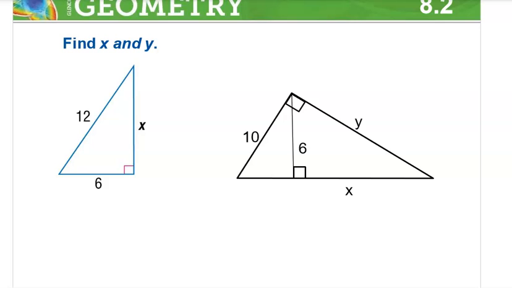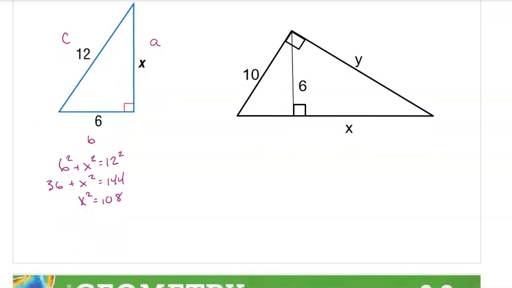So we're going to use Pythagorean theorem to find these. So first find your a, b, and c. a, b, and then c has to be the hypotenuse. 6 squared plus x squared equals 12 squared. Go ahead and simplify this. 36 plus x squared equals 144. Take away 36 from both sides and you end up with x squared equals 108.